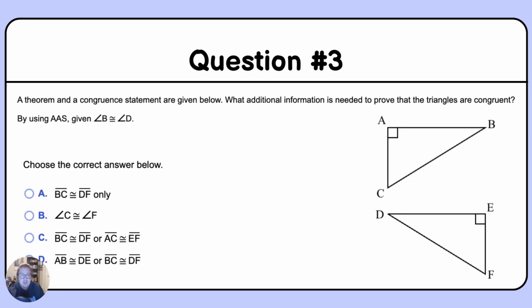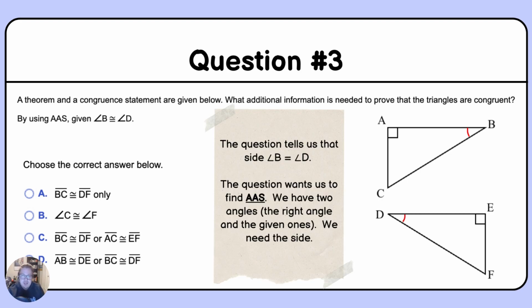That's a little bit different from this question. In this question, it tells us that angle B is equal to angle D. So now we're looking to complete angle angle side. It gives us both the angles: angle A and angle E are right angles, so that's one angle, and the question also tells us that angle B is equal to angle D. So what we're trying to prove is angle angle side.